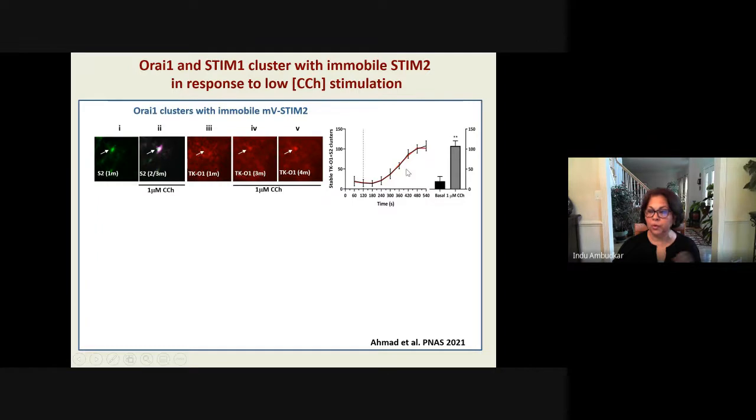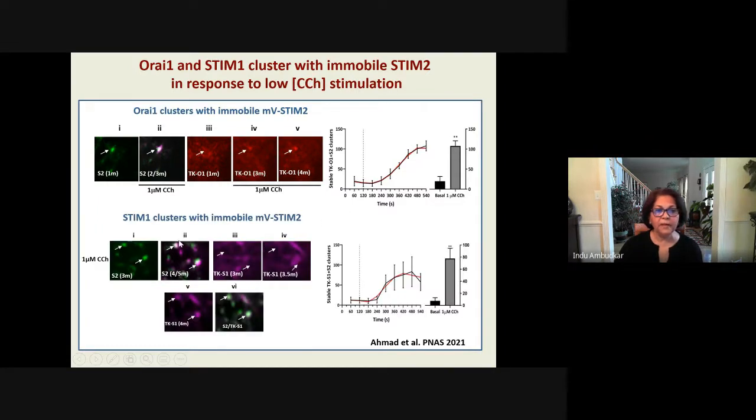This just shows you the temporal course of that recruitment. Similarly, STIM1, which is tracking initially, finally gets recruited into these clusters, which are the stable STIM2 clusters. So that is very nice because it shows that these stable clusters have a purpose. Upon agonist stimulation, they're able to recruit STIM1 as well as STIM2. So this might actually form the SOCE microdomain.